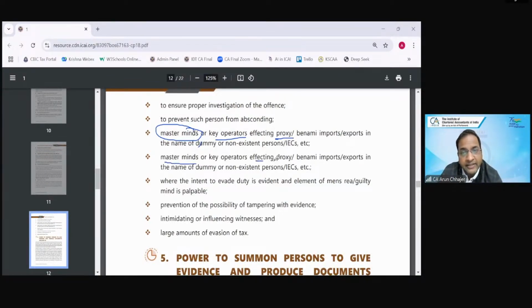Mastermind or key operator effecting proxy, benami, import, export in the name of the dummy, IEC, import export code, etc., where the intent to evade the duty is evident and the element of mens rea, guilty mind, is palpable. Now, ये क्या होता है mens rea? ये बड़ा important term है. It is a very important term. Mens rea means guilty mind.